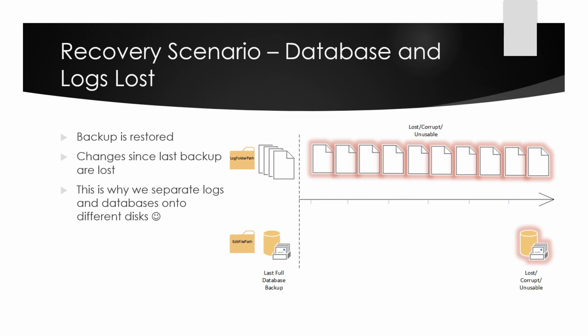So what happens in the recovery scenario where both the database and the logs are lost? Well, if all you've got is your last backup of the database, so you've got the copy of the database at that point in time, and you no longer have that log record of all the changes that have happened since, then effectively all those changes are lost. But as you can see, this is why we separate logs and databases onto different disks, so that a single failure of a hard drive couldn't wipe out both our logs and our database in one go.